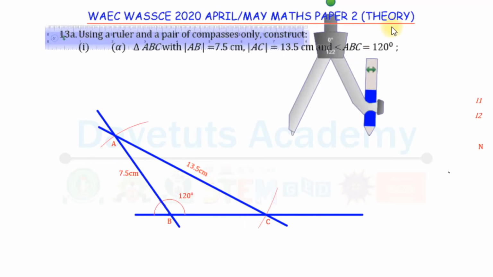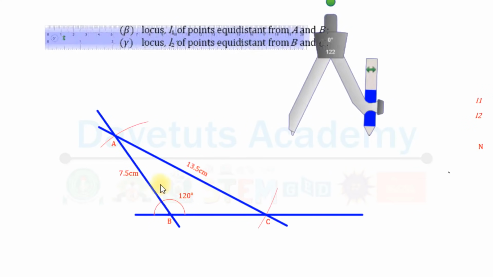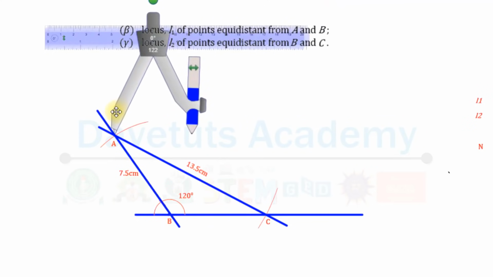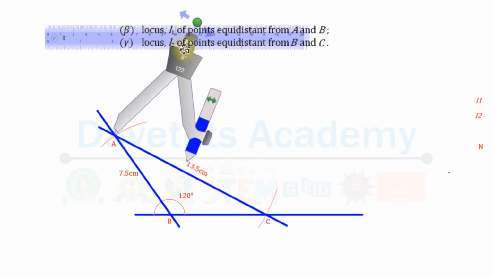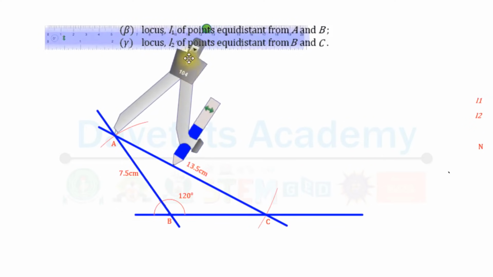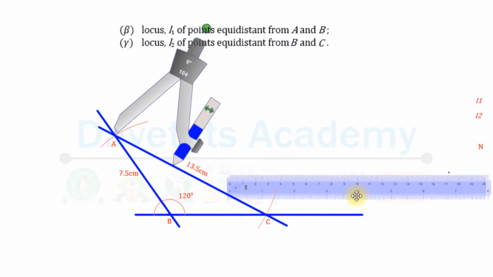This 13.5 centimeters. Then we are now asked to find the locus of points that is equidistant from A and B. The locus of points equidistant from A and B is going to be the perpendicular bisector of the line AB, such that at any point on that particular line, the distance from A to the line and the distance from B to the line are going to be equal. So for us to now bisect the line AB, we just take a particular radius, but we need to be consistent with that radius.